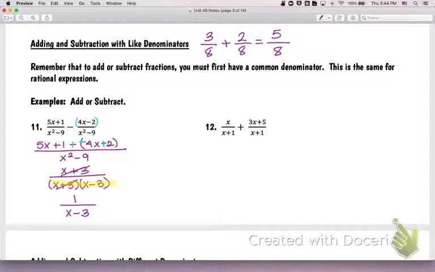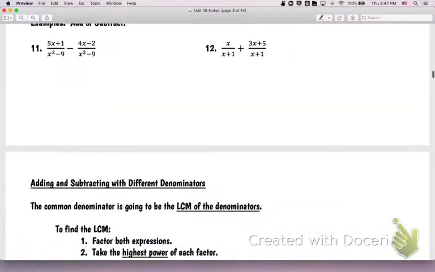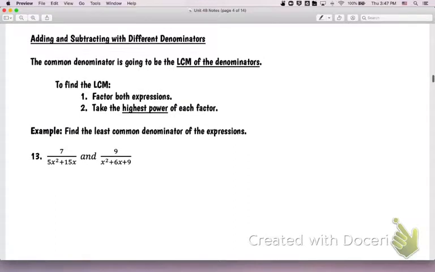For number 12, with addition, it's much simpler because we don't have to distribute that negative. So for this one, we're just going to end up with 4x plus 5 on the top. And then remember, the denominator stays the same. So if the denominator is already the same, that makes it really easy for us. What if they don't have the same denominator? If they don't have the same denominator, then we have to find the least common multiple of each of the denominators, the LCM. That represents the common denominator.